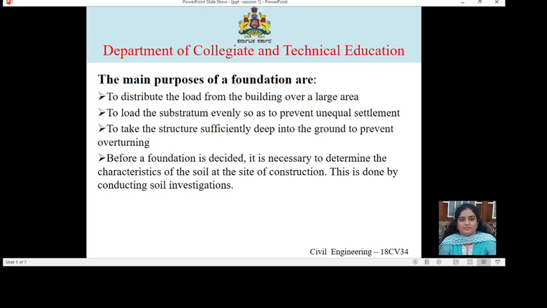Next, before the foundation is decided, it is necessary to determine the characteristics of the soil at the site of construction. This is done by conducting soil investigations. Generally it is done by agencies, that is soil investigation agencies.